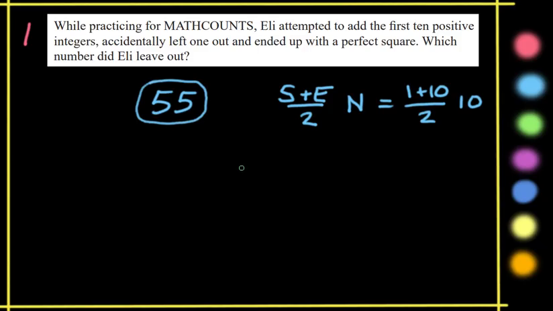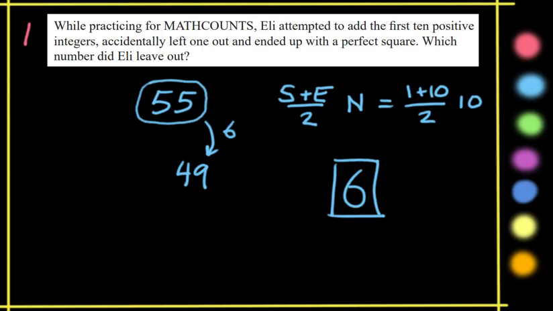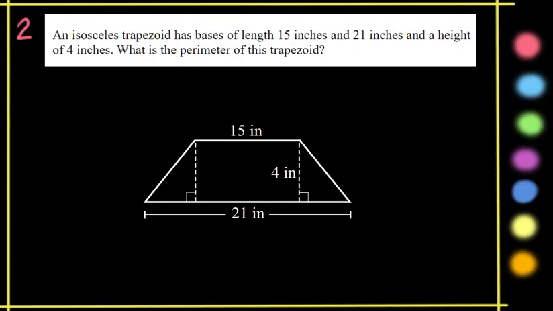And we know that because he left one out, he ended up with a perfect square. So what's the next lower perfect square from 55? Well, it's 49. And so in order for him to have gotten 49 by leaving out one number, that number would have to be 6, because that's the difference between those two. So the answer here is that he left out the number 6. All right, let's go ahead and move on to number 2.